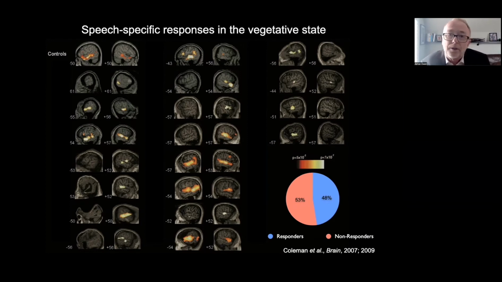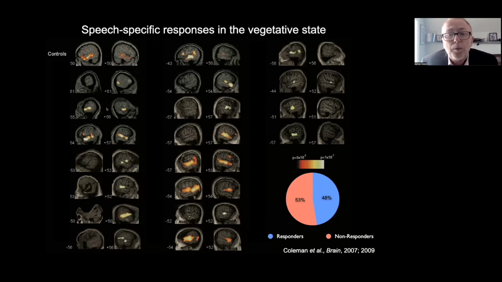So we would play the patient bursts of normal speech in the scanner, and we would compare it to signal correlated noise. And that's basically noise that has many of the same basic acoustic properties of speech, but it doesn't sound like speech at all. And by looking at the difference between responses to these two conditions, we're able to establish whether the brain has any speech-specific response. And as you can see here in the top left-hand corner, that's what you expect to see in a healthy participant. Bilateral activity in the middle and temporal gyri. It's most often strongest in the left or the dominant hemisphere.